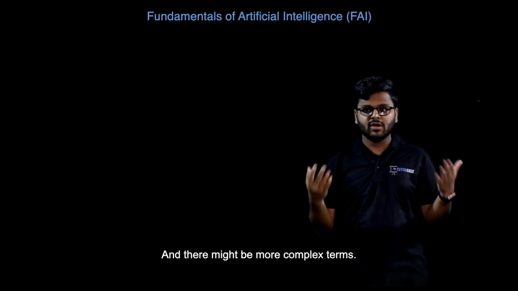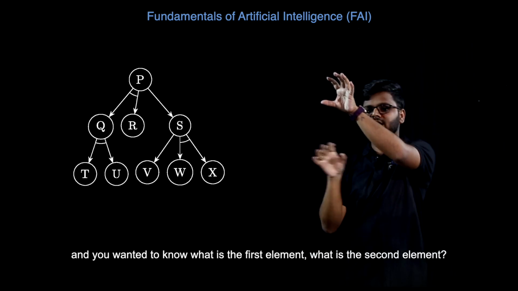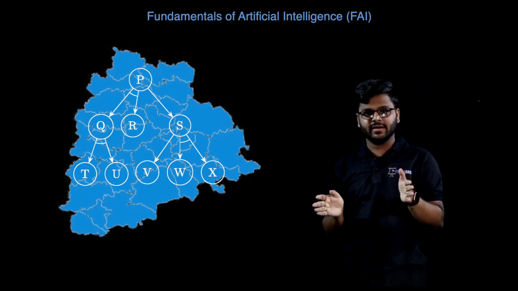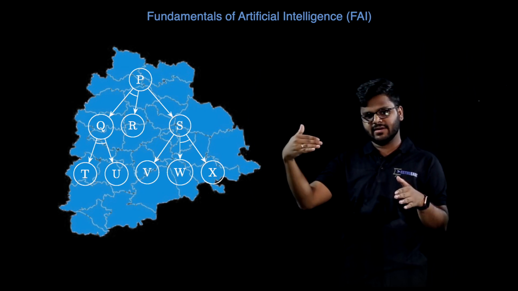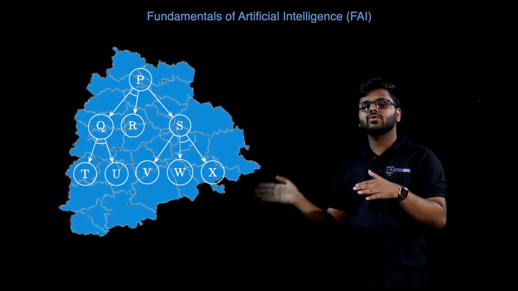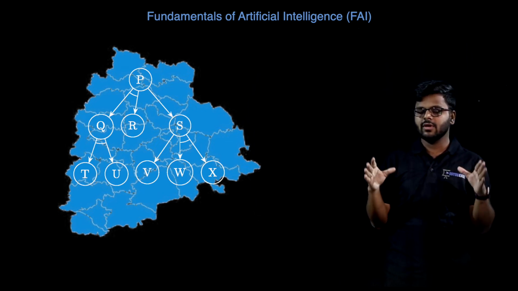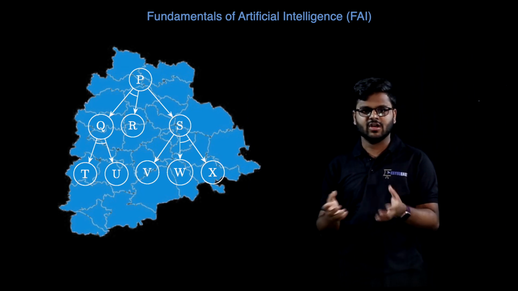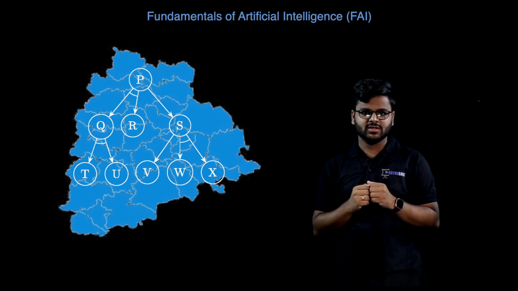And there might be more complex terms. For instance, when we develop a game tree and you want to know what is the first element, what is the second element, and what follows below. The first element of the game tree is always known as the root node or parent node, followed by the next nodes, the daughter nodes or child nodes or descendants. So these nodes again have daughter nodes or child nodes, which are also called successors. So this is all the essential terminology which you should remember, because this makes it easier when you move to the more advanced complex search algorithms. I believe this terminology is quite small but essential in this module.